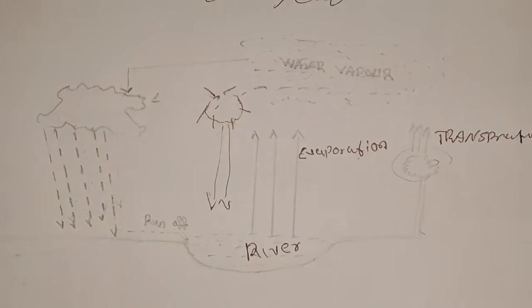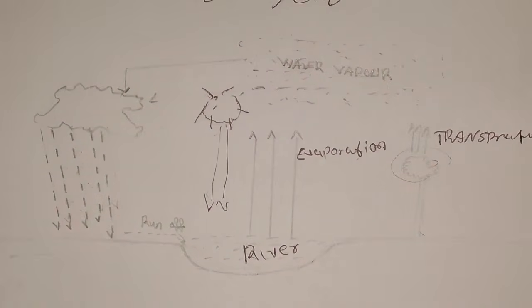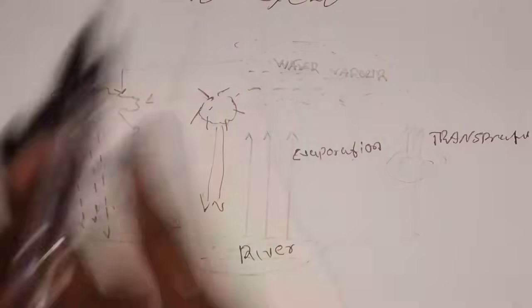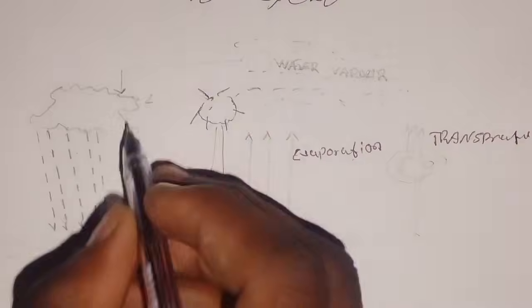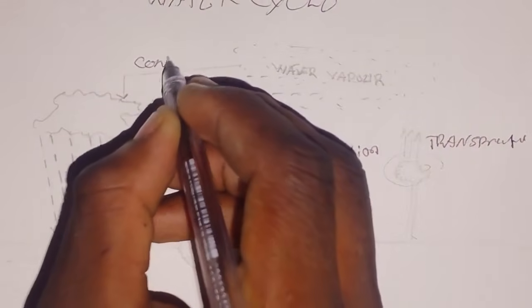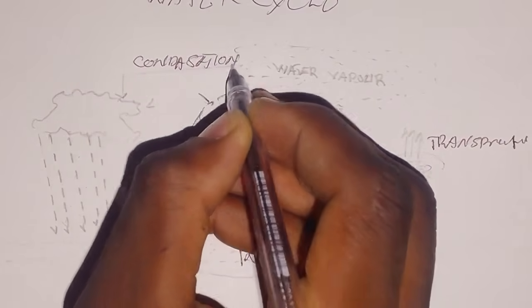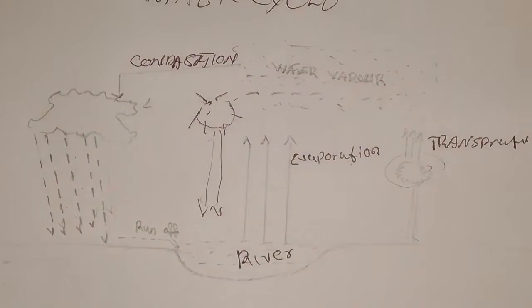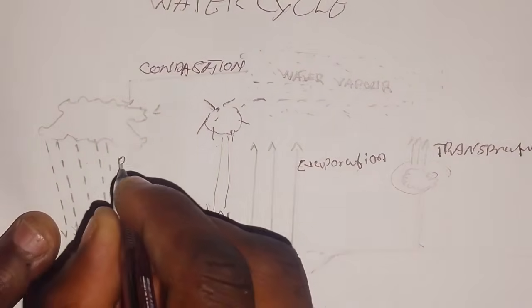So after the water has gone to the atmosphere, or after the plants have lost water into the atmosphere, the water will now be available in the atmosphere, and it will form clouds. And this process is what we're referring to as condensation, the formation of the clouds. After condensation, the clouds will be formed, and finally we are going to have rains coming down, and this is what we're referring to as precipitation.